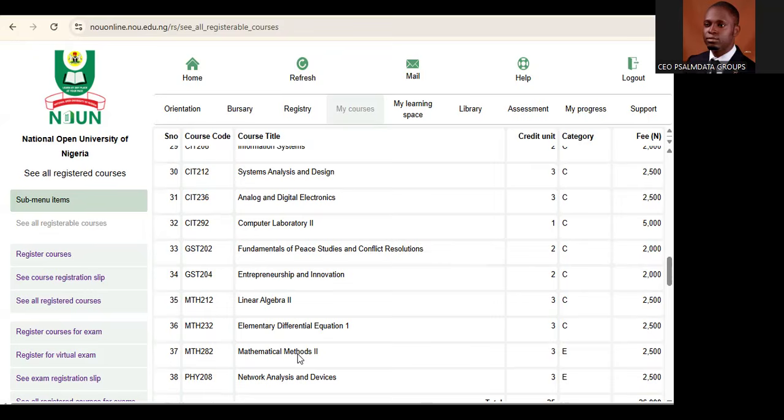Maybe in your 100 level you have one elective, and you check your 100 level second semester and you notice that the elective you did in first semester has a continuation in second semester. What happens there is that you must do the first one and the second one, but you can't do them together in the same semester.